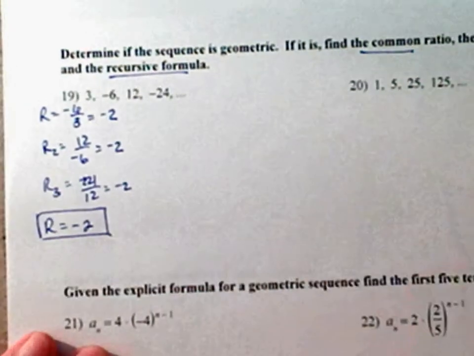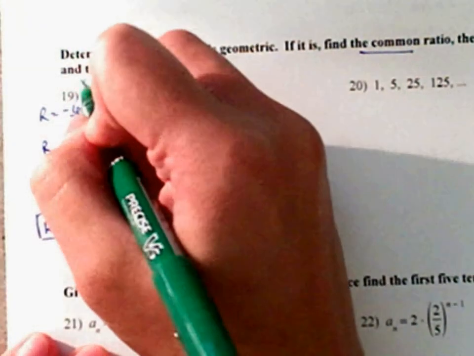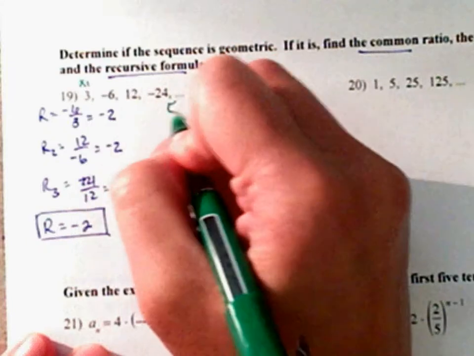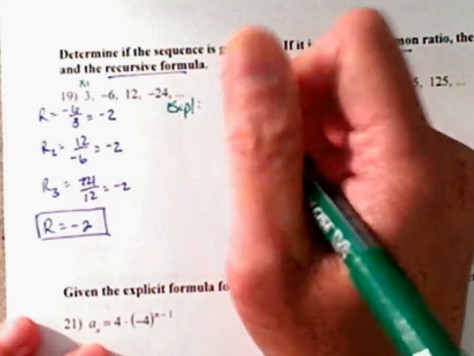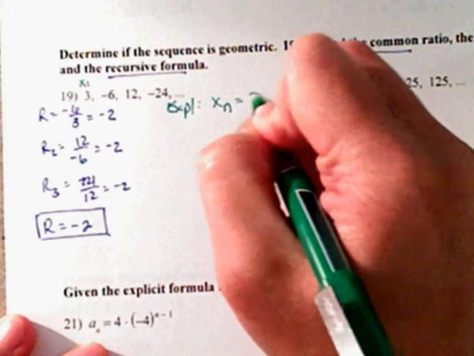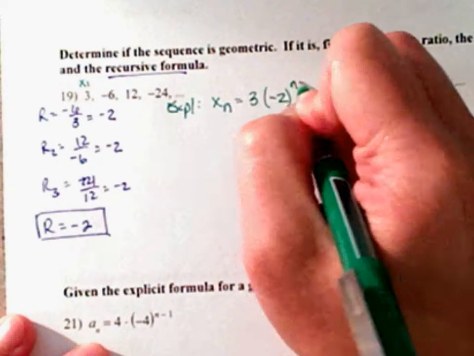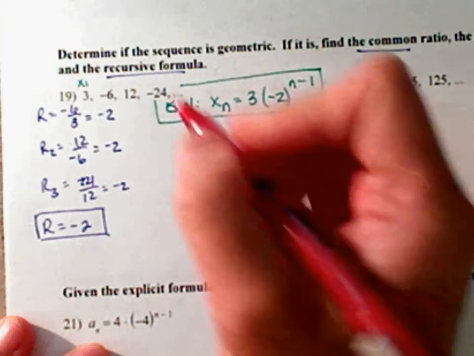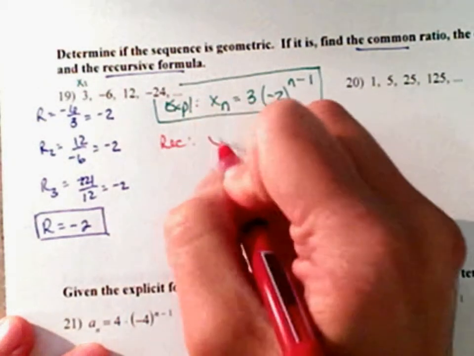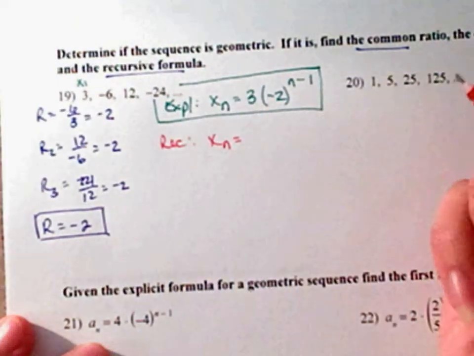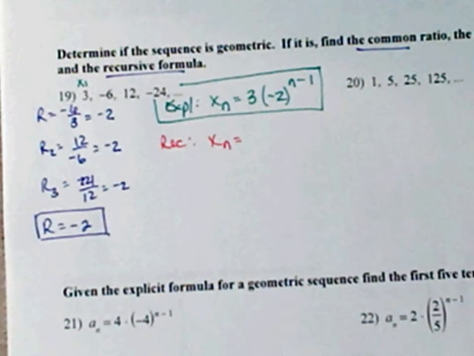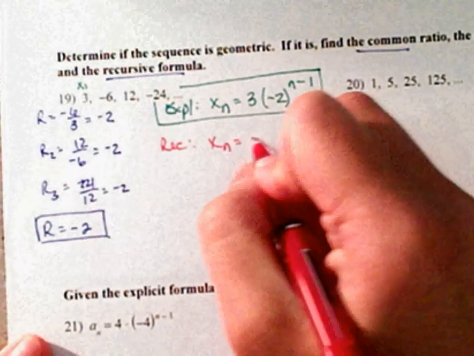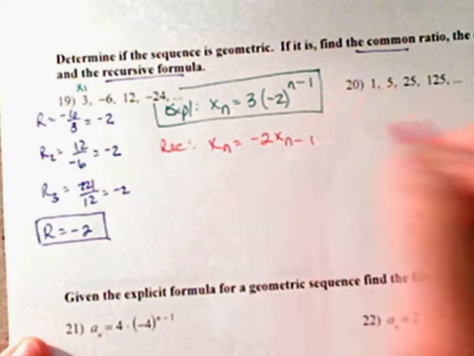Okay? This is your first term. So we can find our explicit formula. Alright, so here we go. x of n equals your first term, which is 3, times your R to the n minus 1. There's your explicit. Okay. Recursive is x of n equals, you take your R. What is your R? Negative 2 times x of n minus 1, which is your previous term.